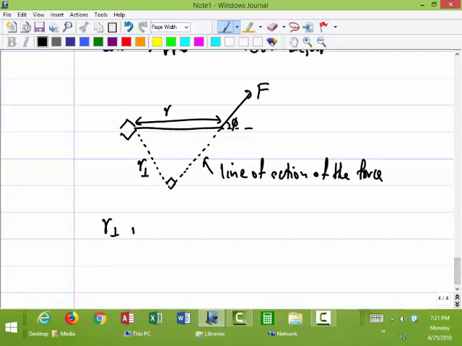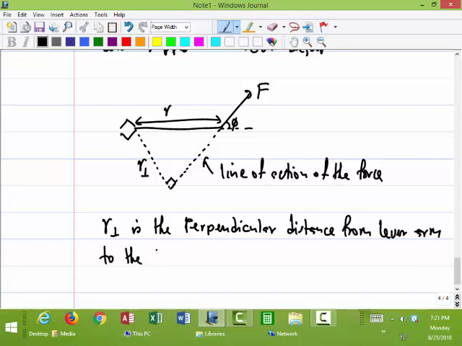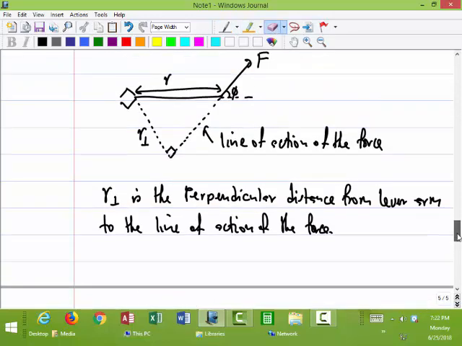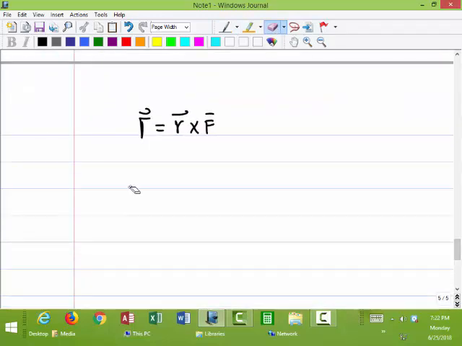So R perpendicular is the perpendicular distance from the lever arm to the line of action of the force. So the torque can be calculated again. Torque is equal to R cross F, as we know, and that can be written as R sine phi. Actually, before we do that, torque is equal to R cross F. And then from our diagram, let's redraw the diagram here and redo it.